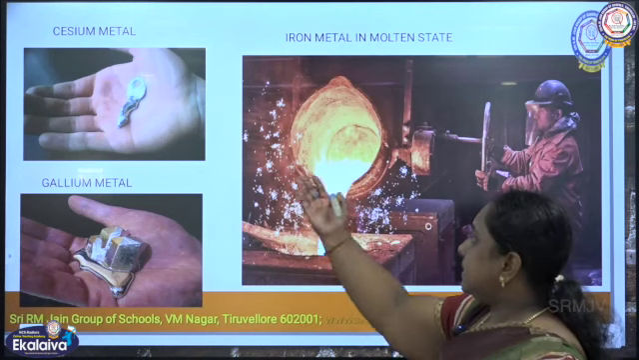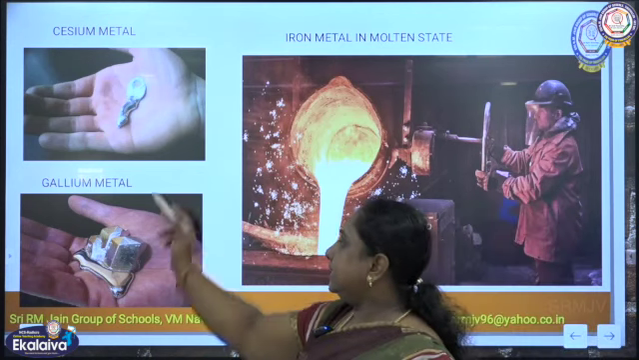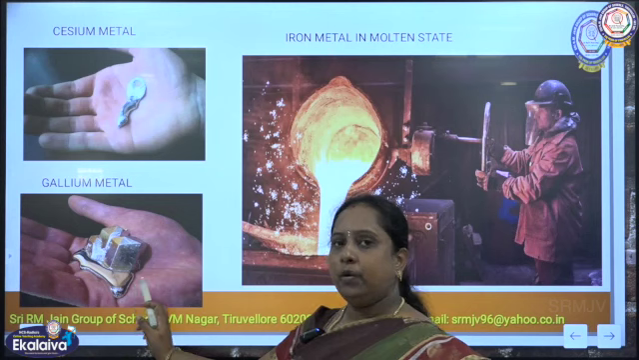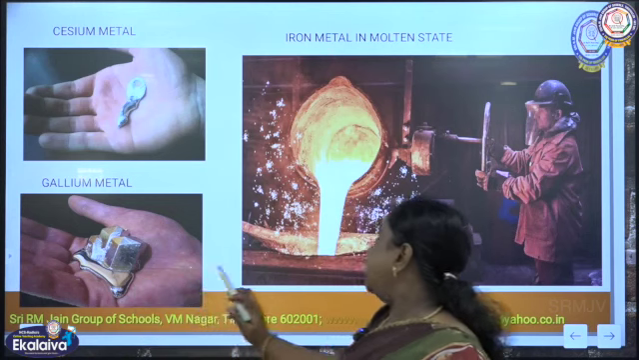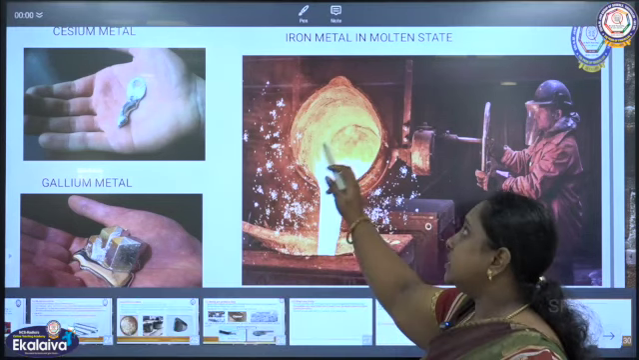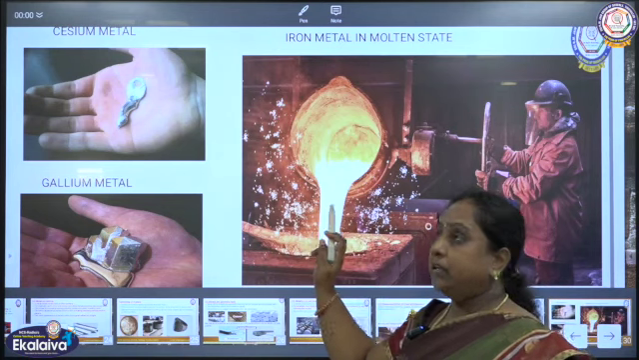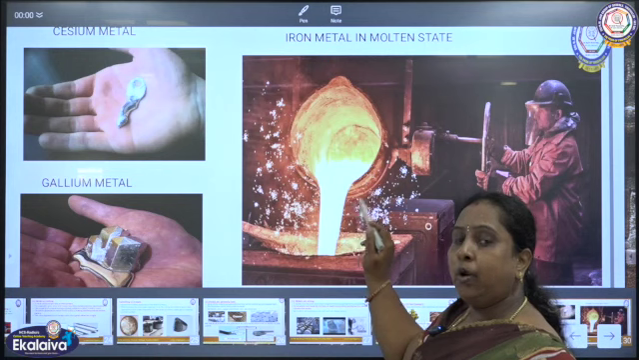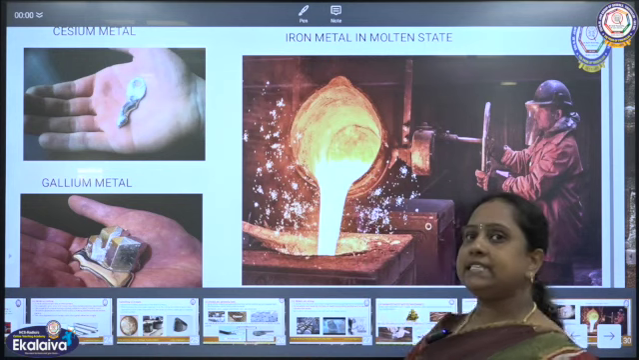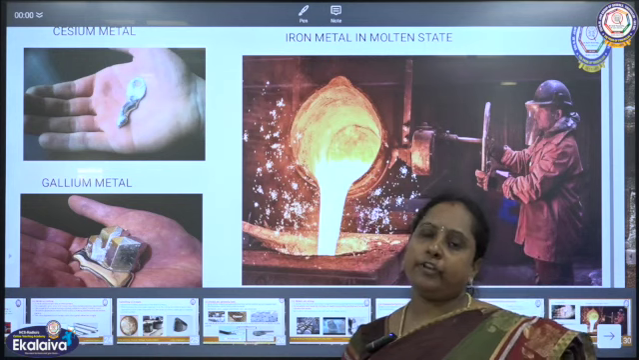So, the next, cesium and gallium, you could see children, they start melting when kept on the palm itself. But iron, which is a metal with a high melting point, will become molten iron only when external heat energy is supplied. A large amount of heat energy should be supplied.